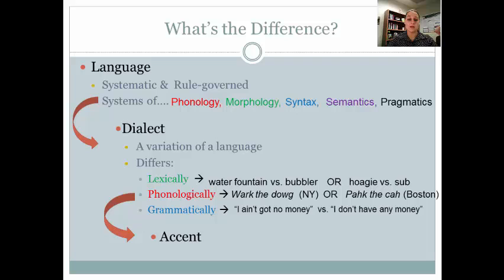Okay, and then lastly, we get to accent. So, again, as I've sort of driven before, accents refer to just the phonology piece of a dialect. But one can have many different accents in a dialect, okay? An accent alone is not enough to distinguish a dialect from one another.